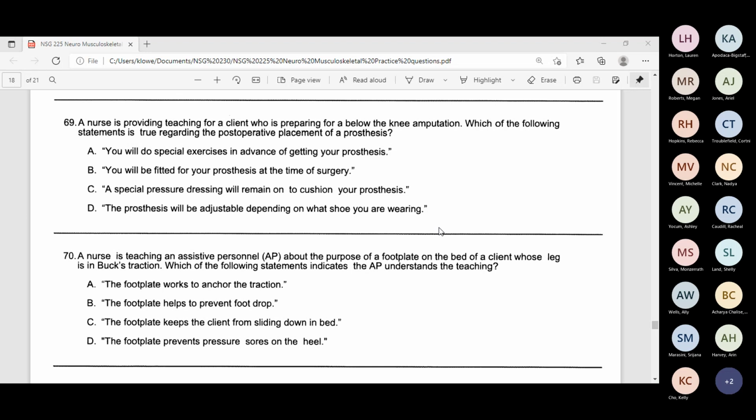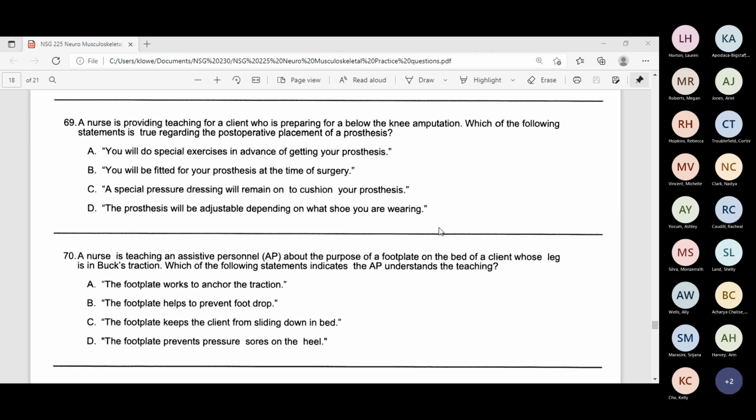Nurse is providing teaching for a client who's preparing for a below-the-knee amputation. Which of the following statements is true regarding the post-operative placement of a prosthesis? So let's see if we can figure this out. C. This one I thought it was A because you have to push it down to prepare for the pressure. Yeah, so it's A.